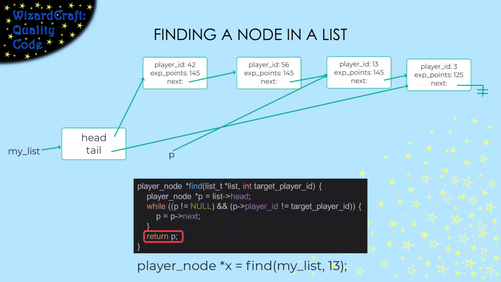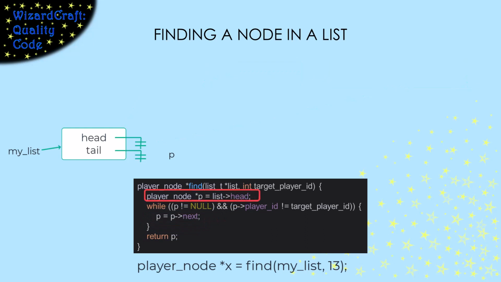In all list operations, we have to think about special cases. In this case, what happens if the list is empty? Well, when we first create p, if the list is empty, the list's head will be null. So p will be null. So our loop will stop right away and will return null. Having a return of null mean that we didn't find what we're looking for makes sense.